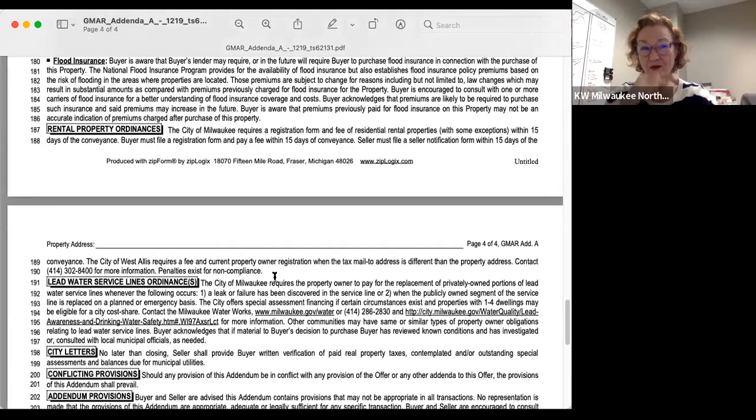I got a call about a week ago from one of you that says, what does rental property ordinance mean in Addendum A? And I went, what? I don't recall this being in here, but it is. And it's just making the buyer aware, City of Milwaukee requires a registration form and a fee for residential rental properties, with some exceptions, within 15 days of conveyance. So if you're in the City of Milwaukee, there may be a registration form and a fee attached to the sale of this rental property within 15 days of it being sold.